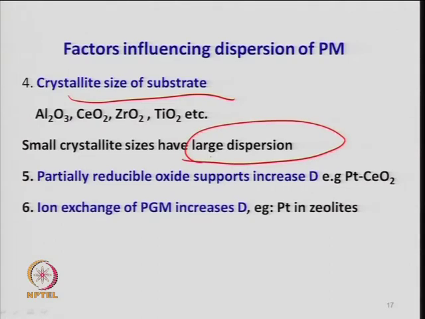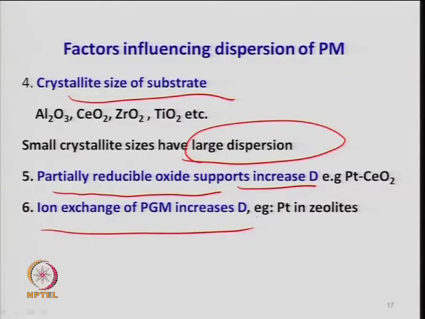It means the support particle should be taken as small as possible when you are impregnating some metal onto it. And the same thing: if this is a partly reducible oxide support, it also increases the dispersion, like platinum on ceria. Ceria has the redox property, oxidation and reduction, when you have platinum on it. Because of that, the dispersion may also be higher.